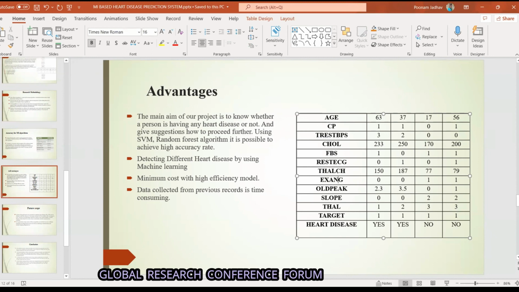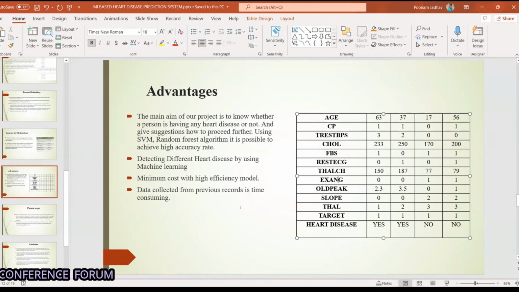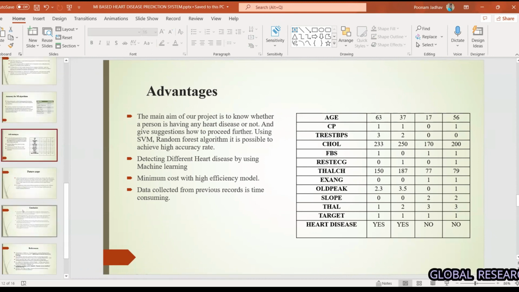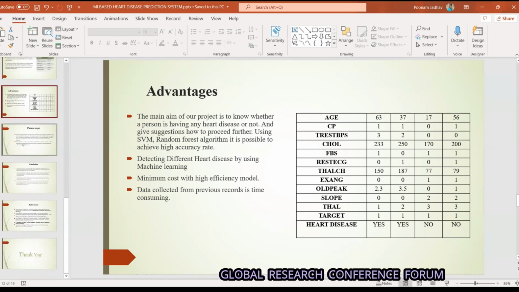Ma'am, can you please finish it? Yes. It's only two slides now. Okay.